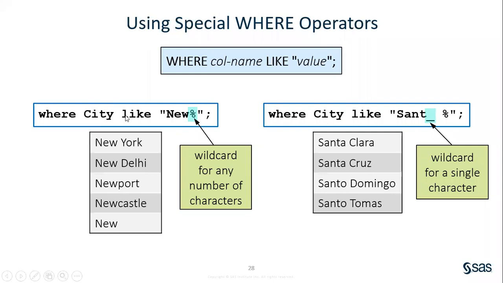Within the column city, select all the values which have NEW as a three-letter word, and after NEW, any number of characters. This is a special sign, the percent, which indicates select all the characters. It works with the LIKE operator, so it's a pattern which starts with NEW and has any number of characters after it. It may have a space or a hyphen.